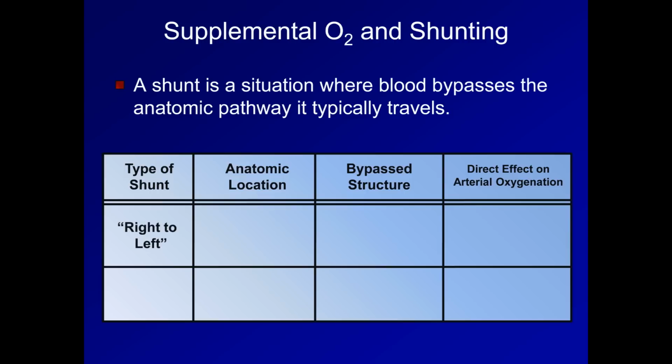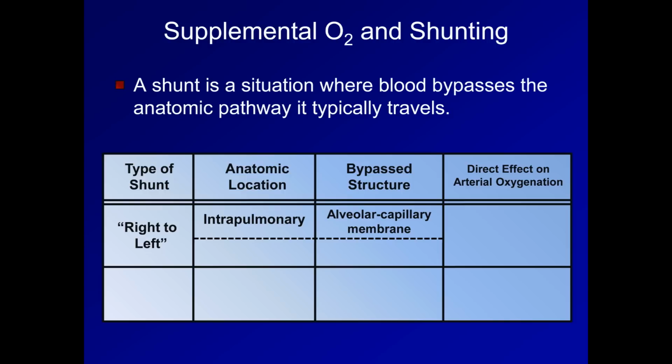Right to left shunts have two subtypes. First are intrapulmonary shunts, which bypass the alveolar capillary membrane and therefore don't participate in gas exchange. This can be a macroscopic shunt, for example, a large pulmonary arterial venous malformation, or AVM. Alternatively, and much more commonly, this can be a diffuse and/or microscopic shunt, such as occurs when alveoli get flooded by pulmonary edema or pneumonia.